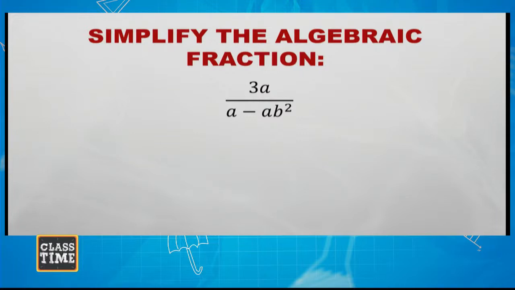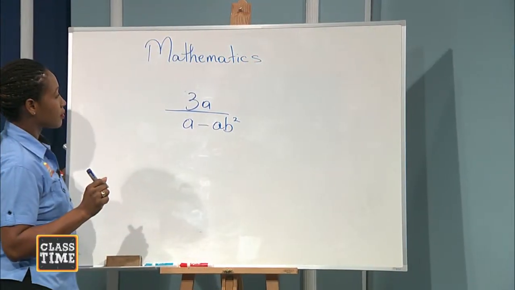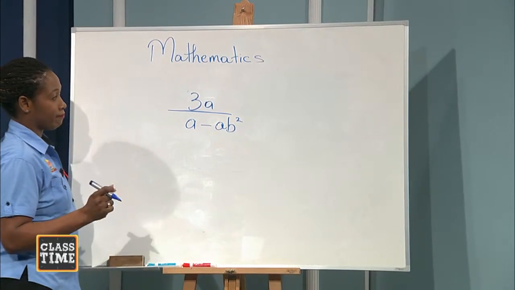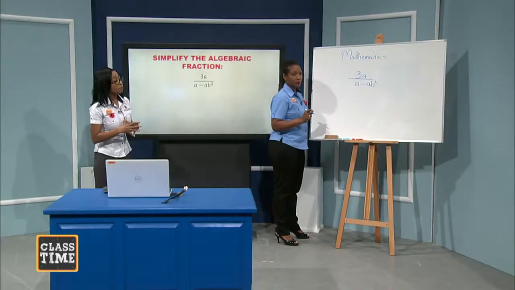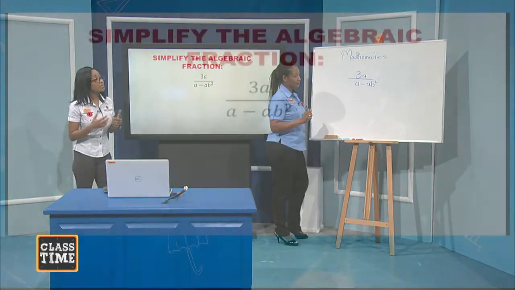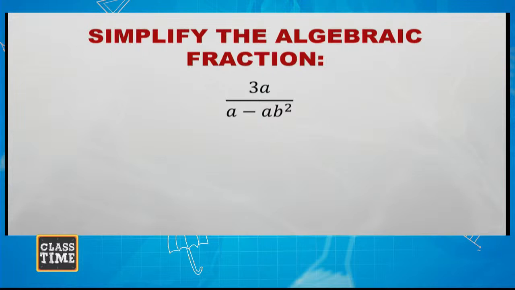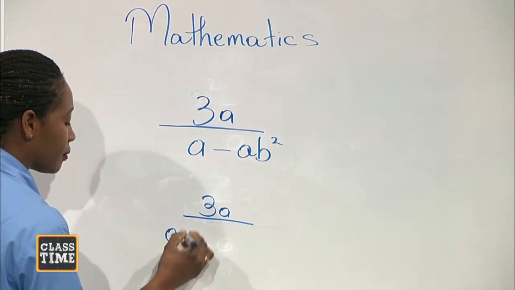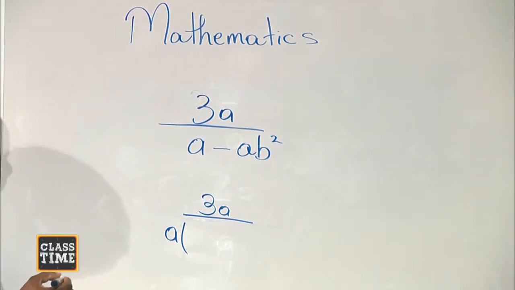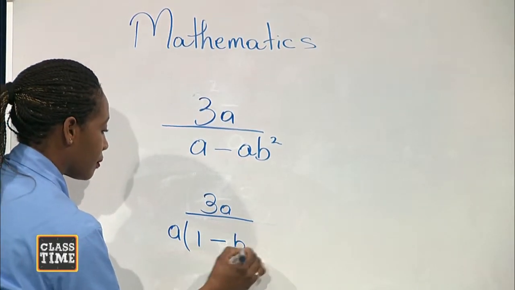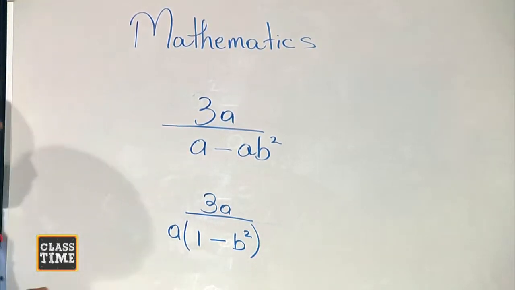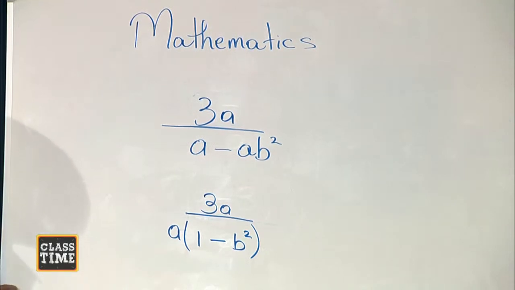When we look at our numerator, we are seeing 3a, which is a term to itself. When we look at our denominator, we have a minus ab squared. So in looking at our denominator, we realize that our highest common factor would have been a. So we would now have 3a all divided by a, open bracket, 1 minus b squared, close bracket. Let's see if we can simplify this a little bit further.